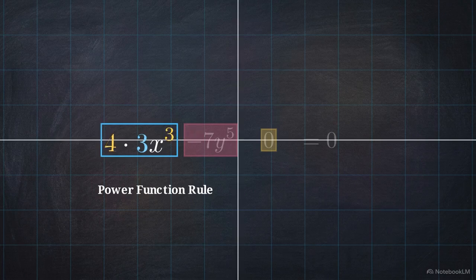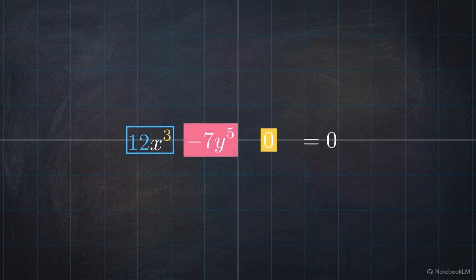Next, we look at 3x to the fourth. To measure a variable raised to a power, we use the power function rule. You drop the exponent, the 4, down to multiply by the coefficient, then reduce the original exponent by 1. 3 times 4 gives 12x cubed.